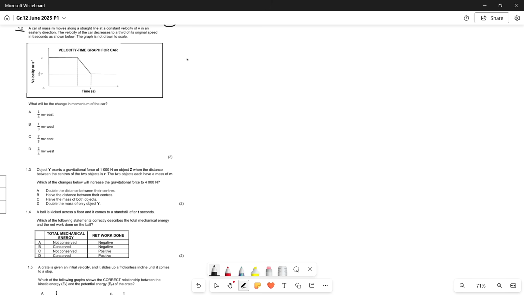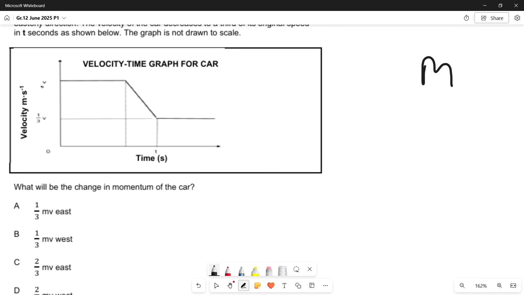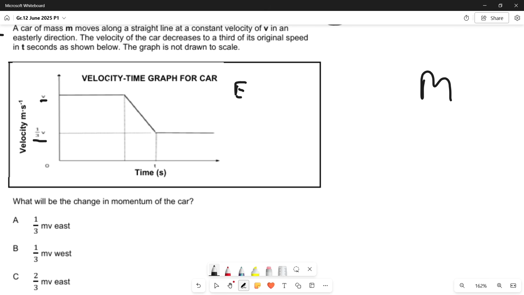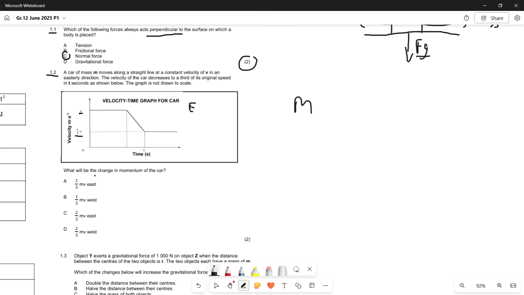1.2, it says a car of mass m moves along a straight line at a constant velocity of v. We have a constant velocity of v over there in an easterly direction. The velocity of the car decreases to 1/3 of its original speed in t seconds over here. As shown below, the graph is not drawn to scale. Okay, so this is a velocity time graph. We have velocity on the left there, we have time on the right here, and then it says what will be the change in momentum of the car.